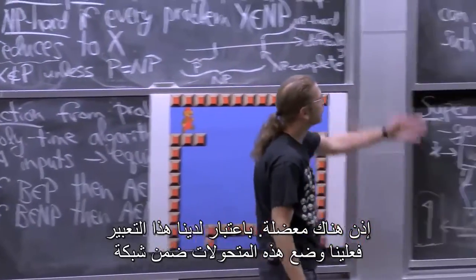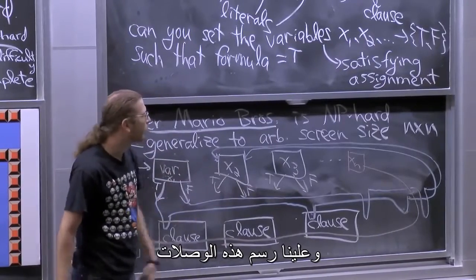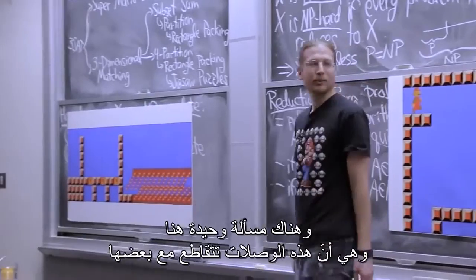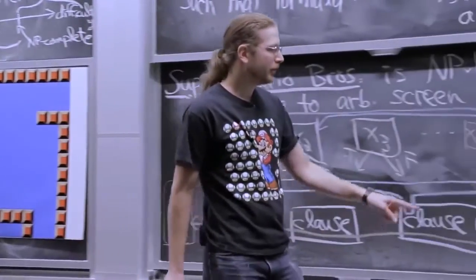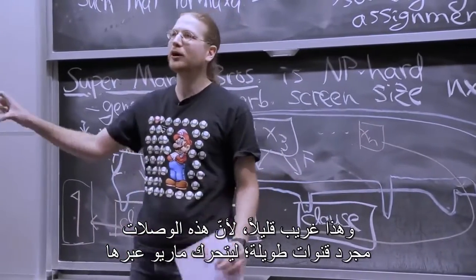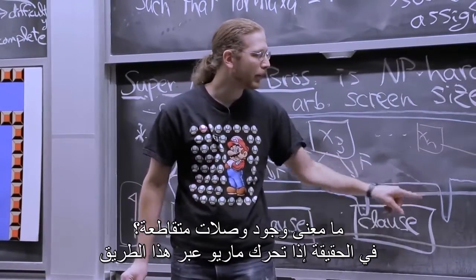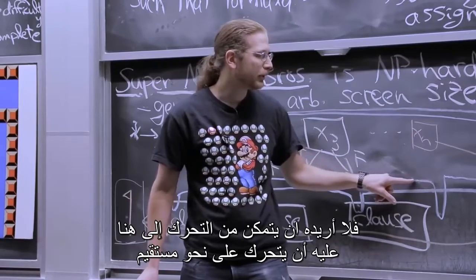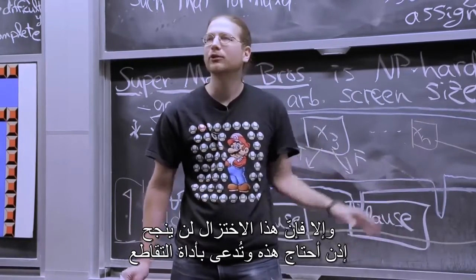So there's an issue. Given this thing, you have to lay this out in a grid and draw all these wires. And there's one problem here, which is these wires cross each other. And that's a little awkward, because these wires are basically just long tunnels for Mario to walk through. But what does it mean to have a crossing wire? If Mario's coming this way, I don't want him to be able to go up here. He has to go straight. Otherwise, this reduction won't work.